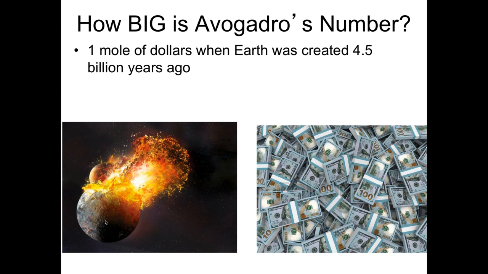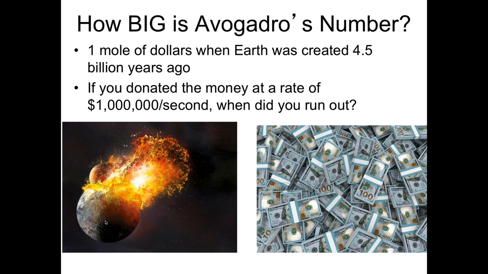We'll say 1 mole of dollars was created when Earth was created 4.5 billion years ago. And we'll say that I have access to this 1 mole of dollars, and I have decided to donate the money at a rate of $1 million per second. So every second I'm going to give away 1 million. Every 10 seconds I'm going to give away 10 million. Every minute I will donate $60 million.